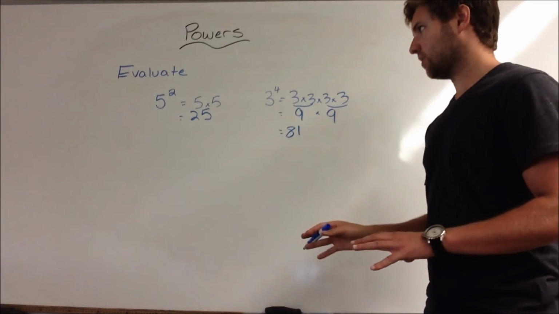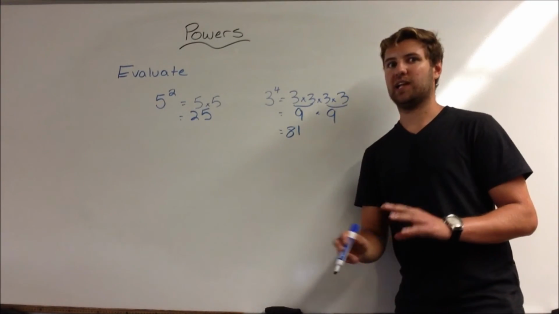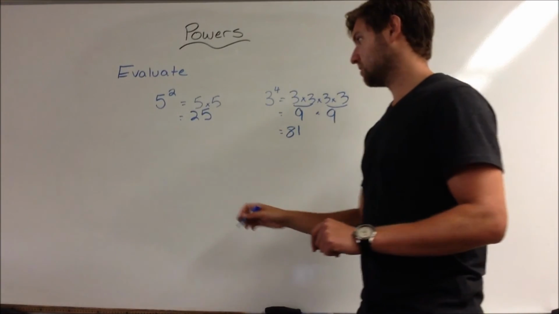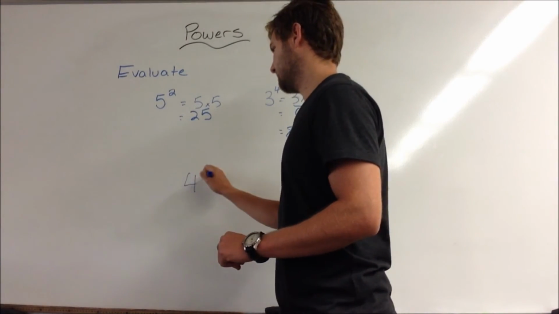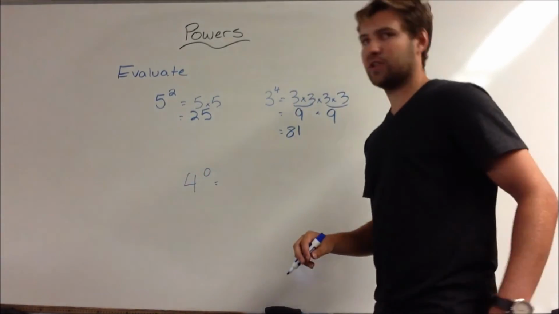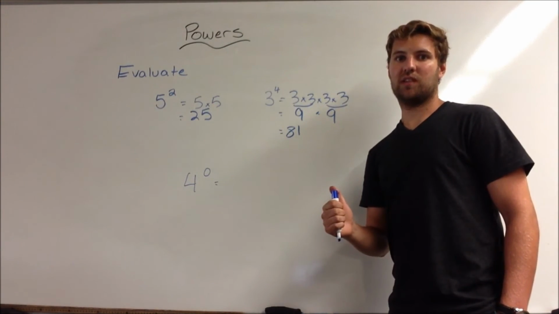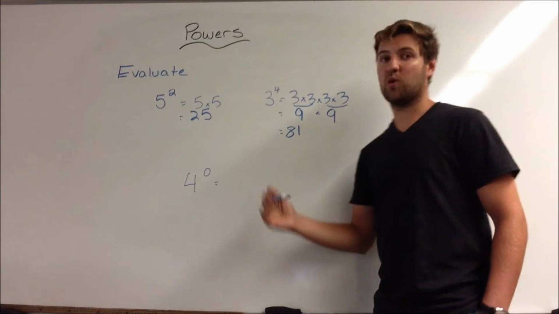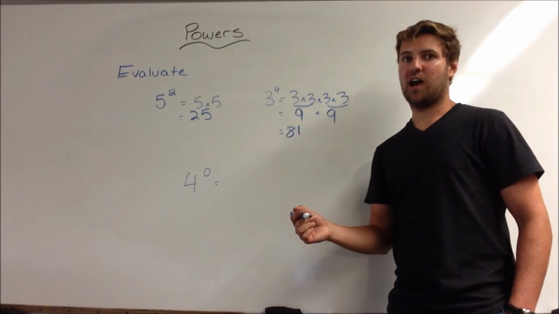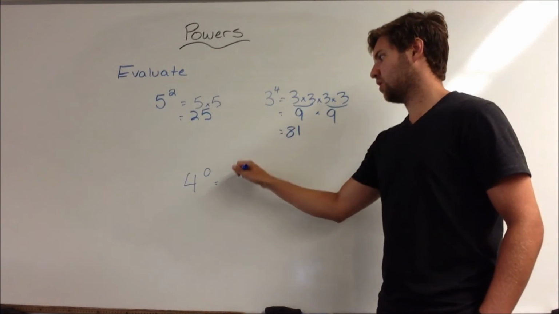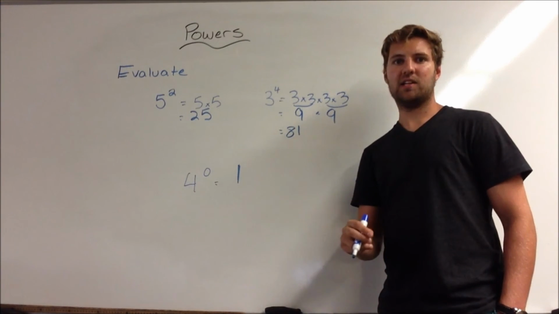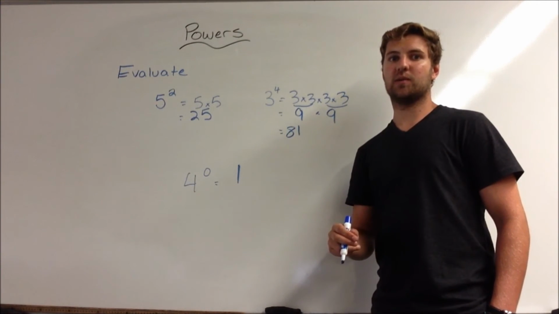The other thing I want to talk about with evaluating is when the exponent is 0. So let's say we had 4 to the exponent 0, because this is tricky. A lot of people want to say 0, that's a lot of the answer people give, or 4 is probably another one you might be thinking of. But actually the answer is 1. Anything to the exponent 0 is equal to 1.